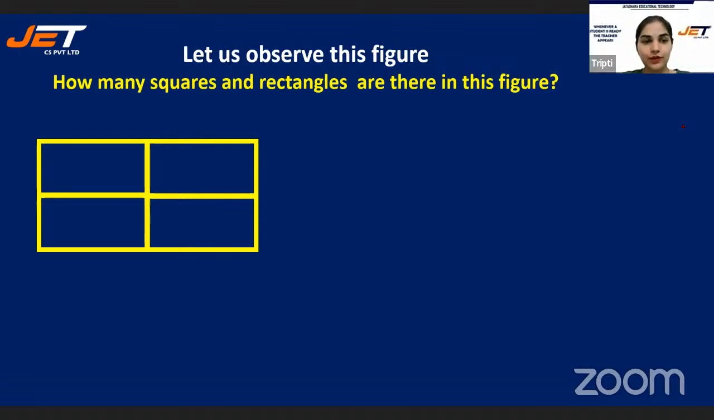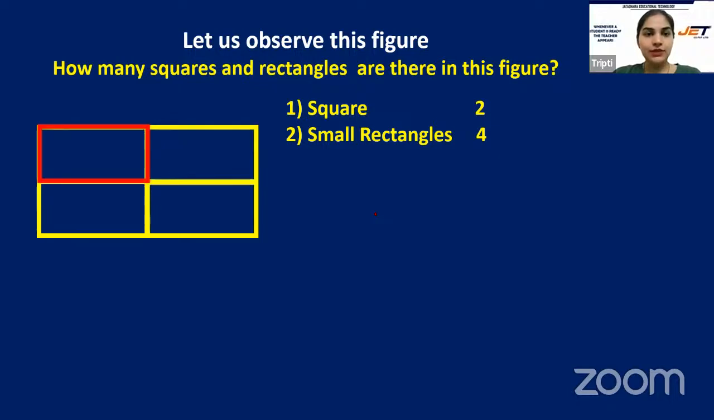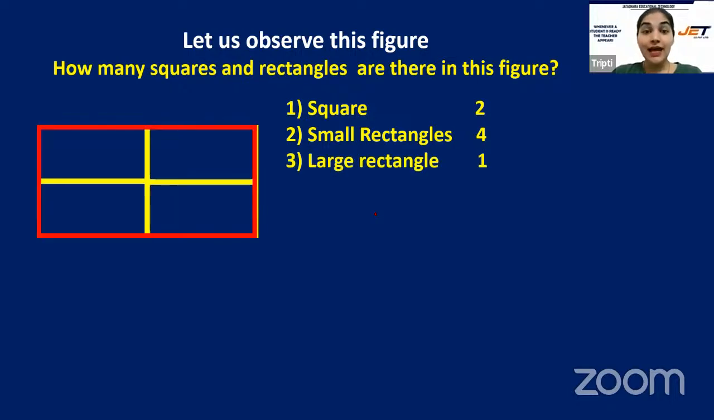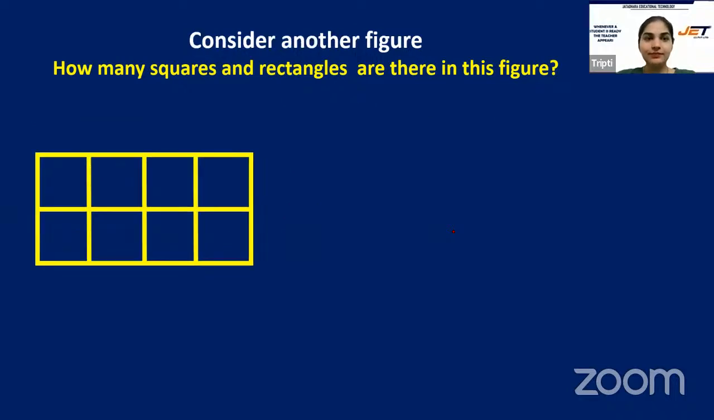So I hope you have figured out how many squares and rectangles there are. If I talk about squares, this is one square, this is another square. So there are two squares in this. Now rectangles: one, two, three, four. So there are four rectangles and one big rectangle. In short, we got two squares and 4 plus 1, which is 5 rectangles. So that is about this figure.